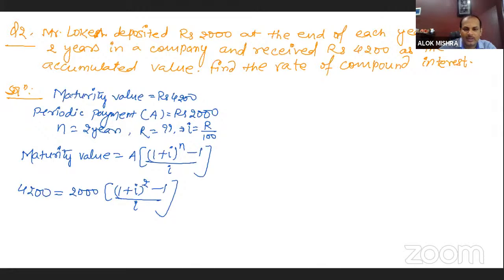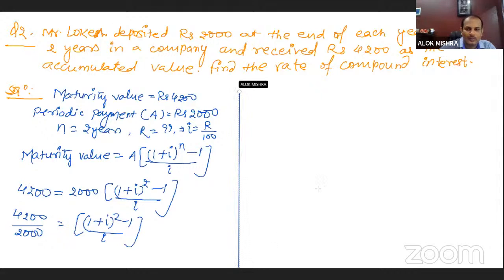Yes, some of you have already got the answer. Adiv, you have got the right answer. Now this 2000 will go into the denominator, because in the numerator it is getting multiplied. So it is 4200 upon 2000 is equal to 1 plus I to the power 2 minus 1 upon I. Now if I divide 4200 upon 2000, I get the value 2.1.